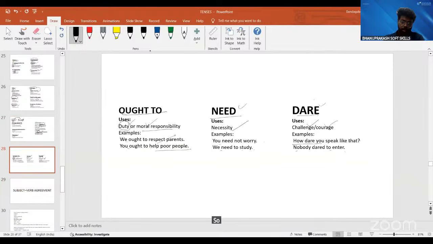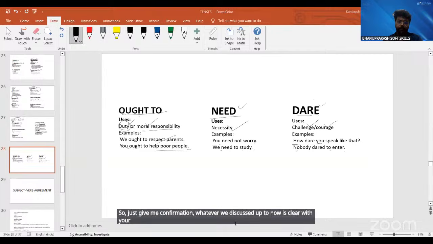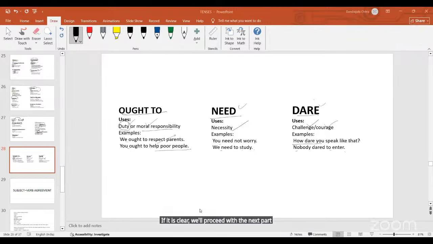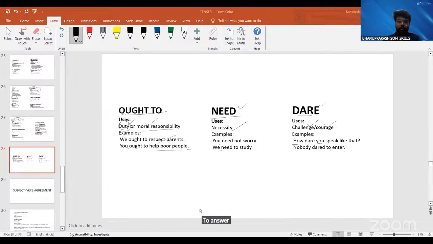So just give me confirmation. Whatever we discussed up to now, is it clear with you or not? If it is clear, we'll proceed with the next part. Yes, sir. Okay. To answer the questions daily from 1 to 6. It's okay, Nirupama. No issues. Okay, fine.